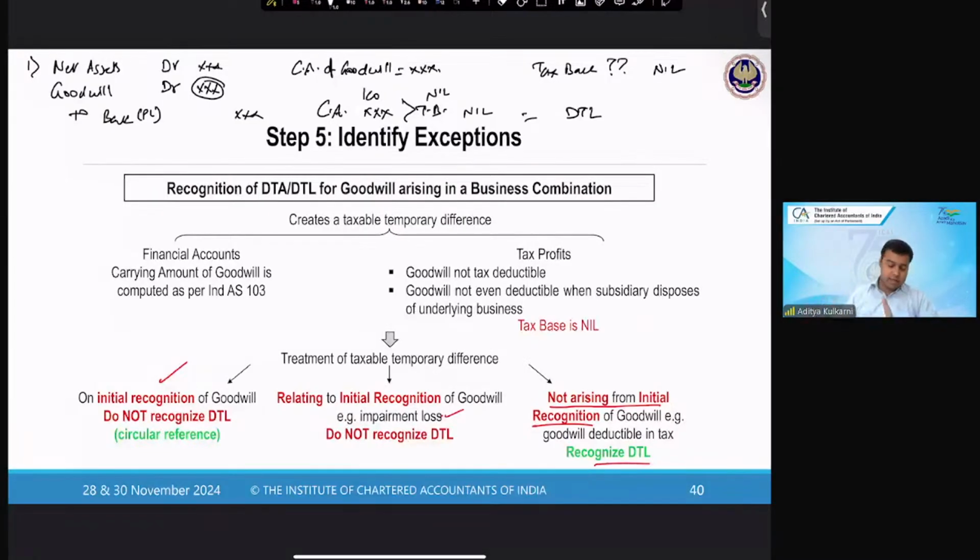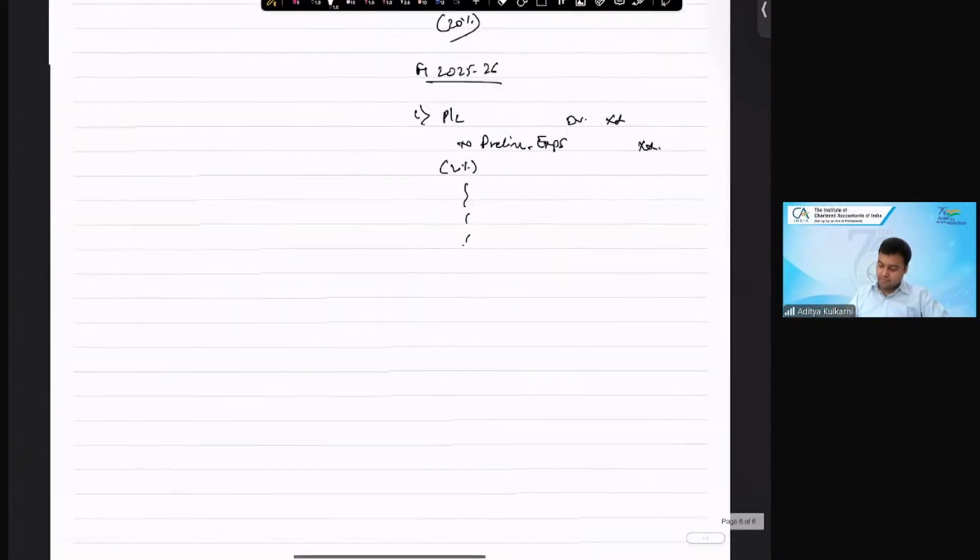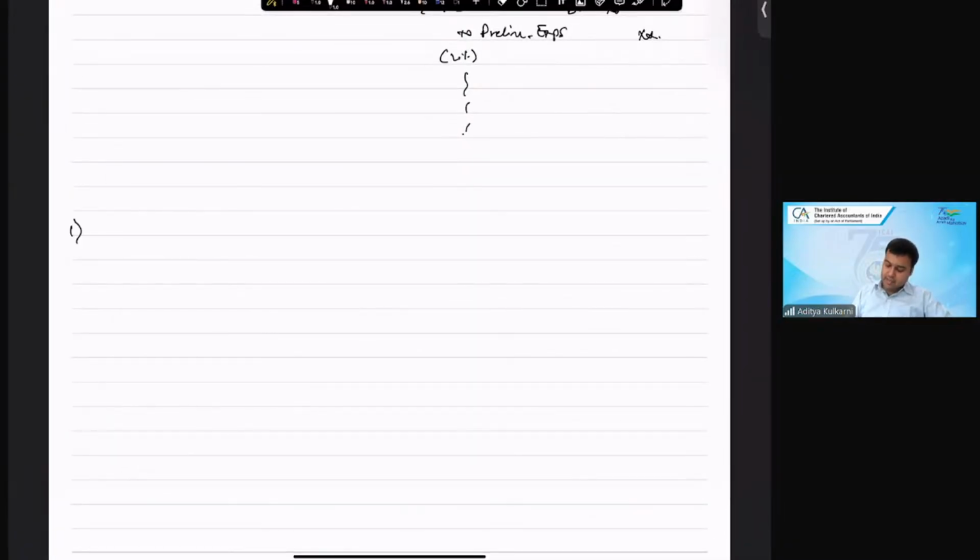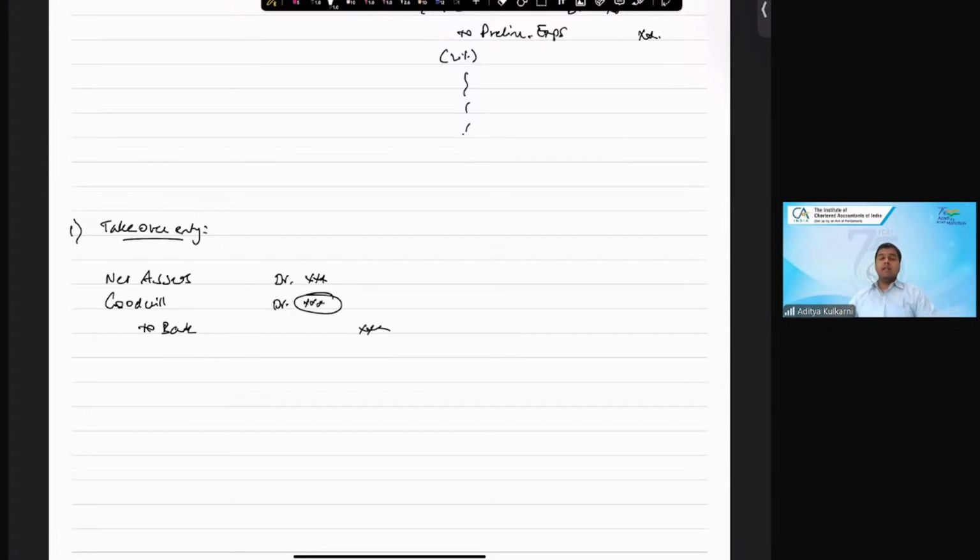Now, we are not recognizing this goodwill. Let me explain why. See, in a business combination, the takeover entry looks something like this. Net assets account debit, to bank, to give rise to goodwill. Is it okay?